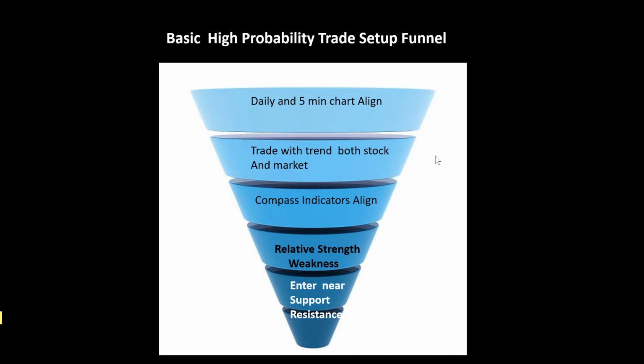All right, you're going to obviously want to trade with the trend of both the stock and the market. That's obvious. The third thing here is the compass indicators, or the SPY super system indicators. These need to be aligned. If you're going long, you've got to know on the daily chart that the institutions are in the trade, and that means the SPY super system has to indicate that that's what the setup is right now.